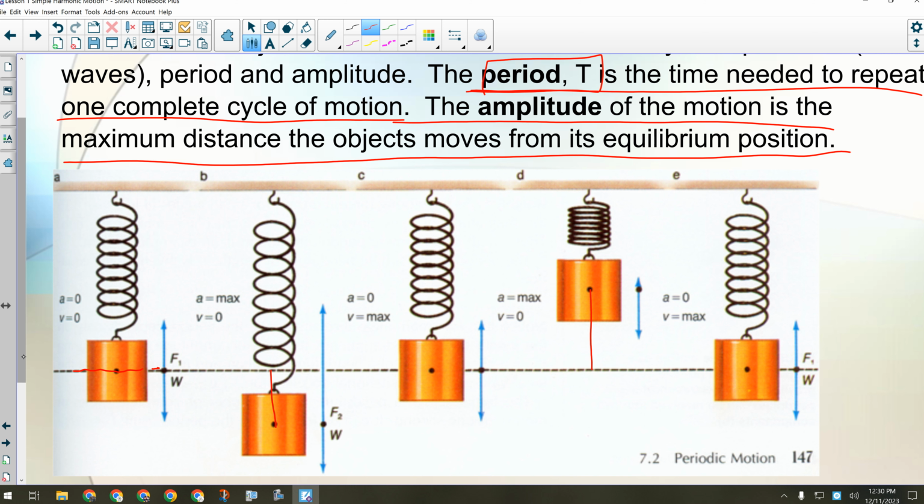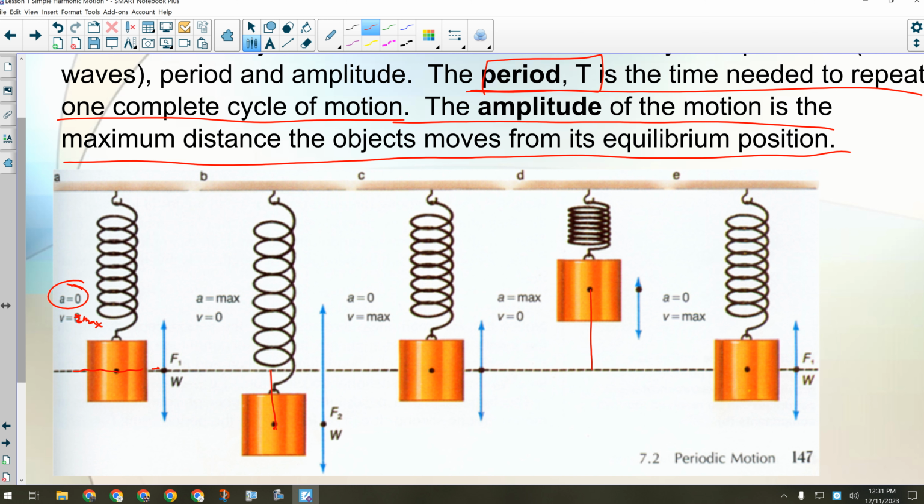Okay, so what happens is, here at equilibrium, there's no acceleration. Okay, because there's no force. But velocity is actually at its maximum. That's where the object would be going the fastest. Okay, now, as it moves away from equilibrium in this direction, the force is now trying to do what to it? Pull it back towards equilibrium. So what do you suppose is happening to the speed of this object?